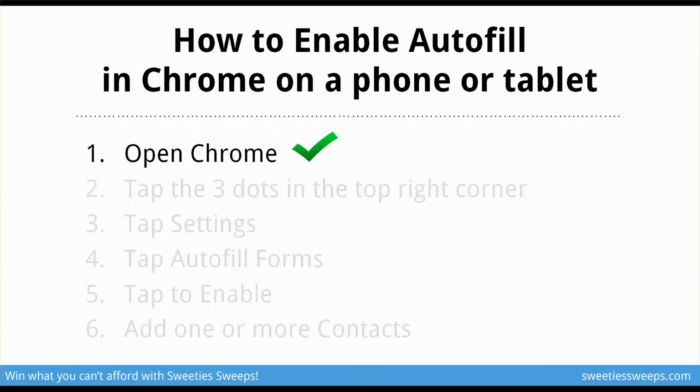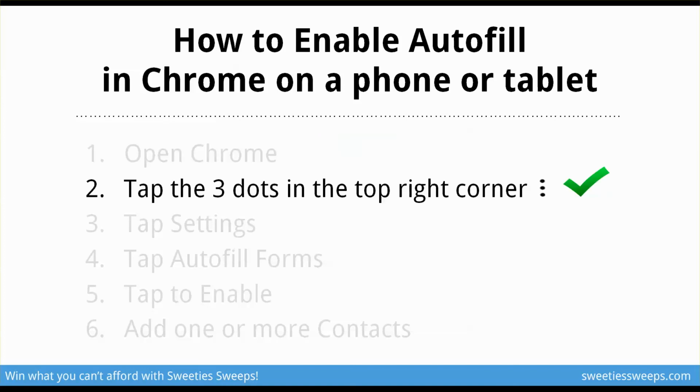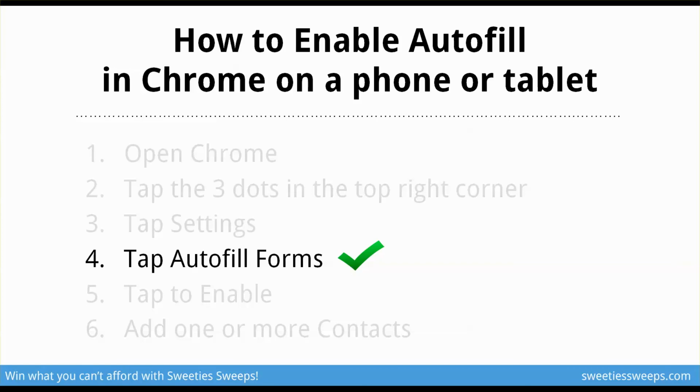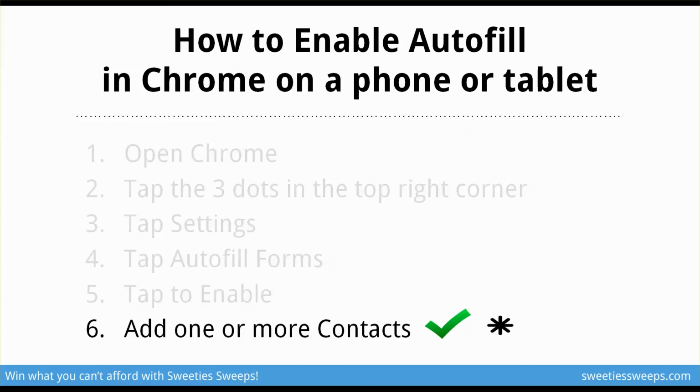So now it's set to enable and your contact information is in there. The next step is if you have an Android or if you're using the Chrome app on your iPhone or iPad, you want to enable it in Chrome. So here's the steps, and then you will watch to see how they're done. You're going to open Chrome, tap the three dots at the top right, tap Settings, tap Autofill Forms, tap to enable, and add one or more contacts.